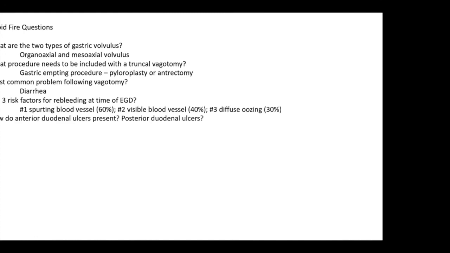Top 3 risk factors for rebleeding at the time of EGD. Okay. And this is the what classification? This is the Forest classification. Yeah, we talked about that. All right.